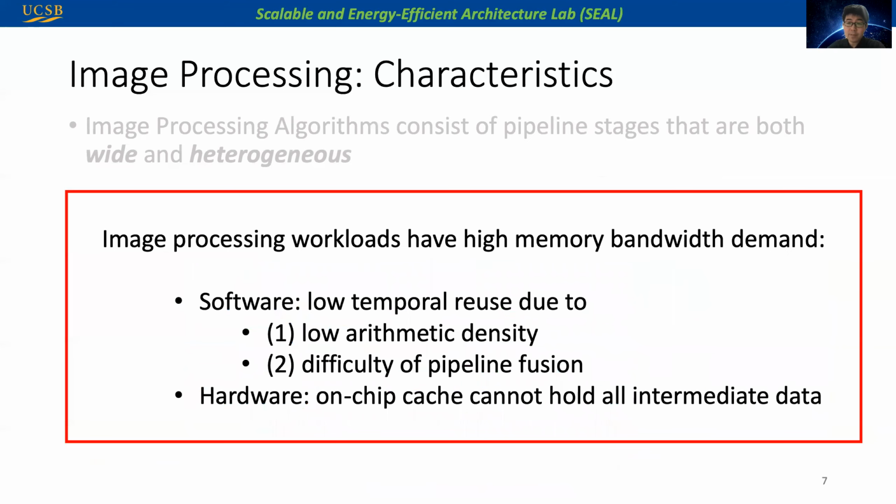We conclude that image processing workloads have high memory bandwidth demand. From the software view, they show low temporal data reuse because of low arithmetic density and difficulty of pipeline fusion. From the hardware view, the on-chip cache cannot hold all intermediate data, so large off-chip memory traffic will be generated.